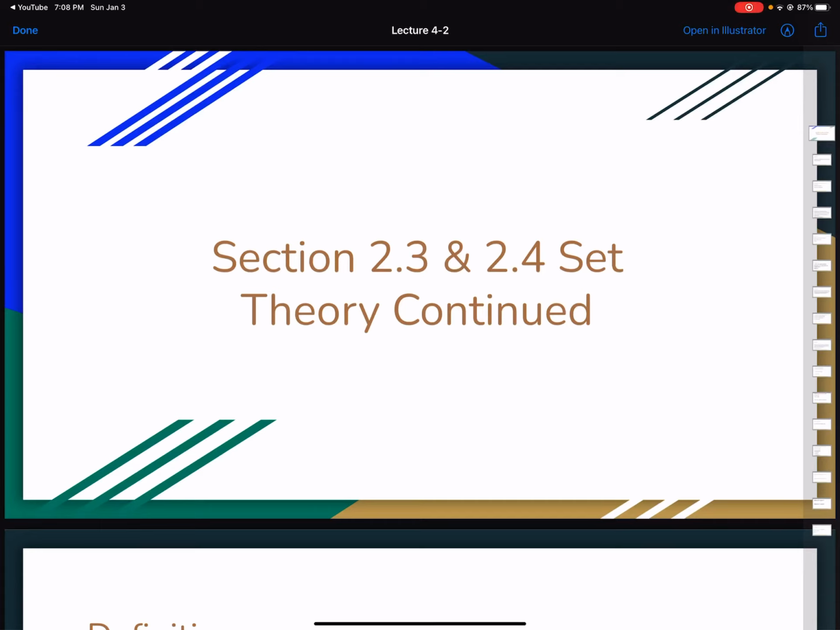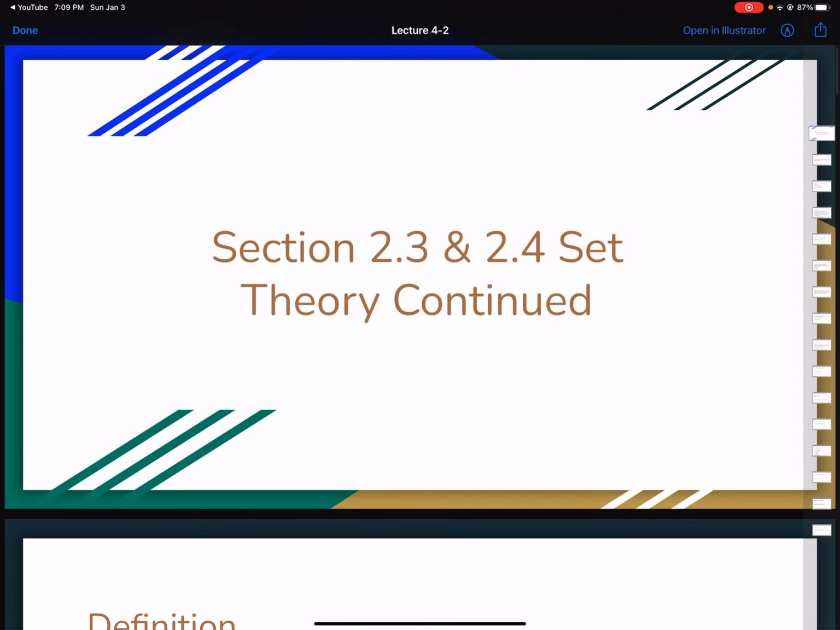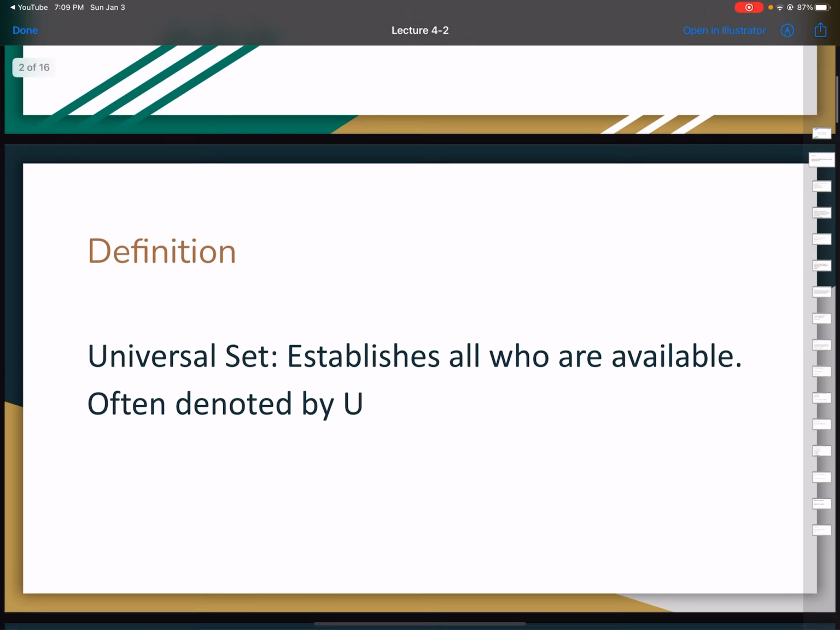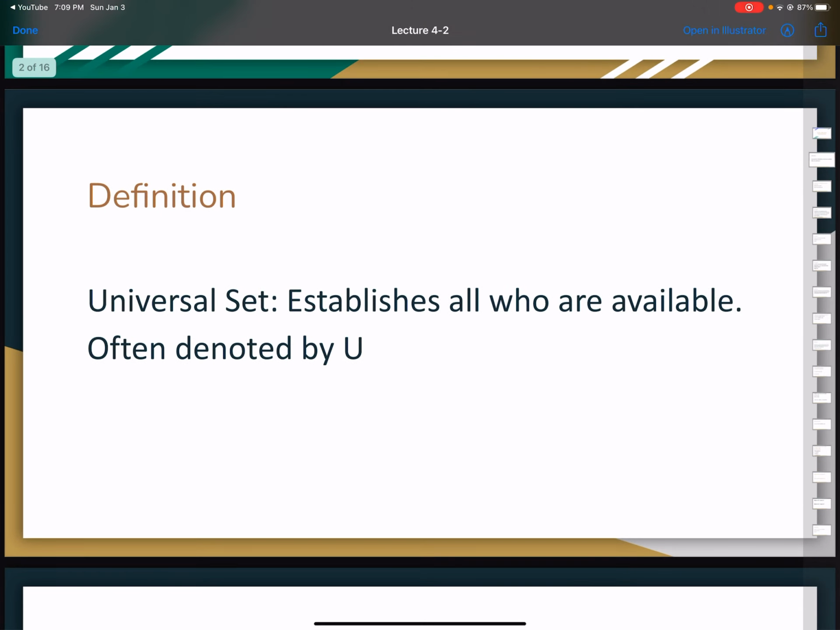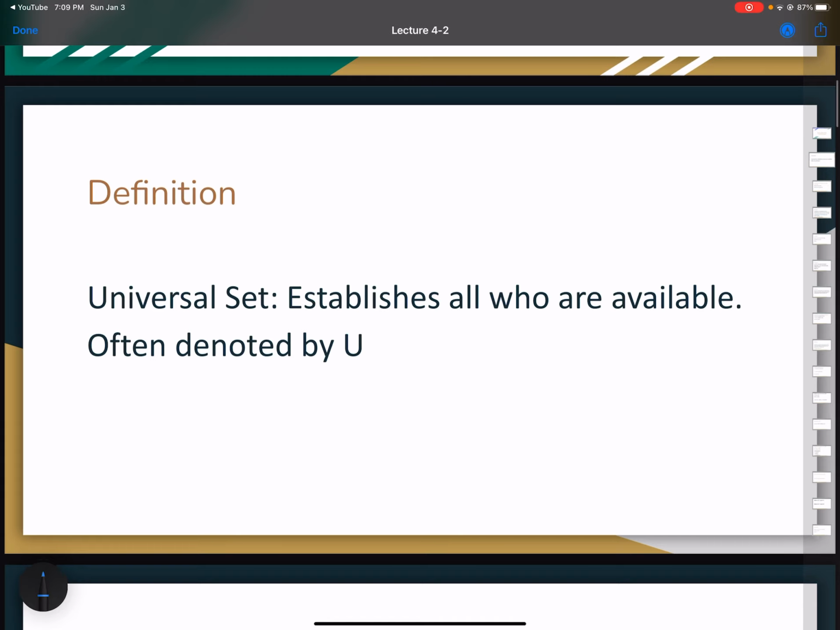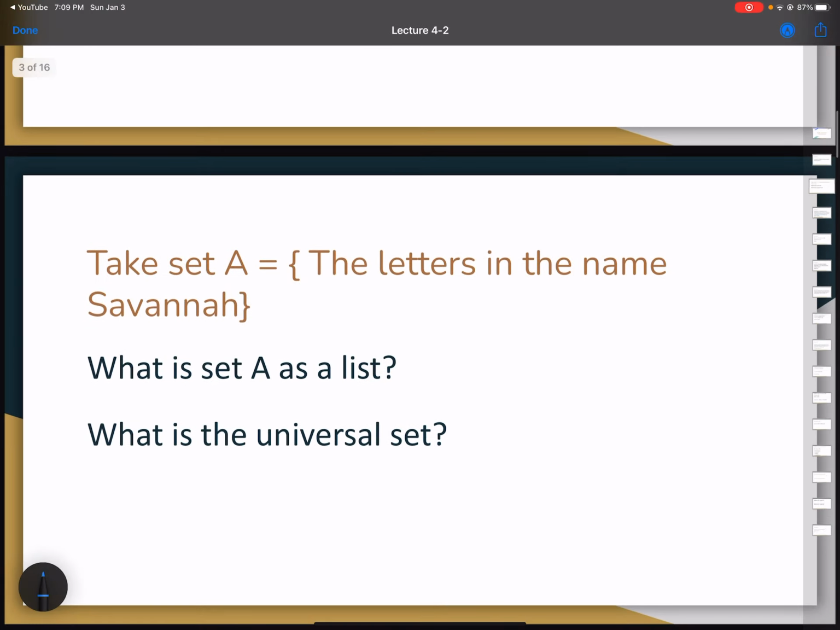In this section, we are going to continue with sections 2.3 and 2.4, which are in regards to set theory, and we're going to start completing a few operations on sets. So we start with the definition, and our definition is: the universal set establishes all who are available, which is often denoted by a U, and you'll see what that means with our first example.